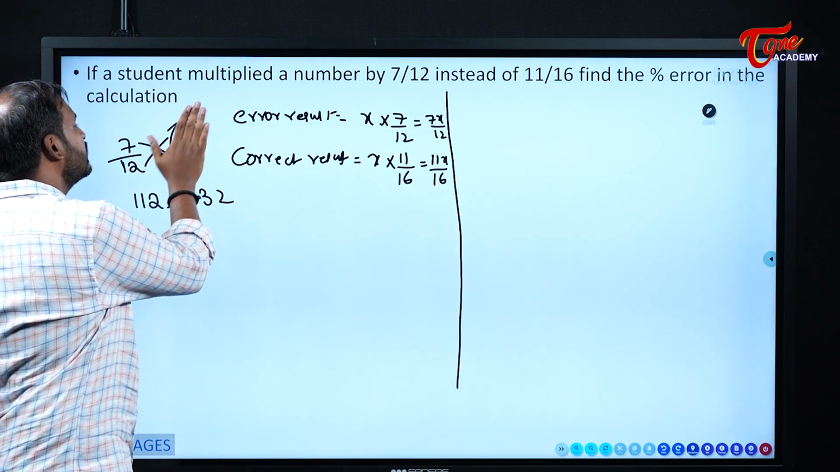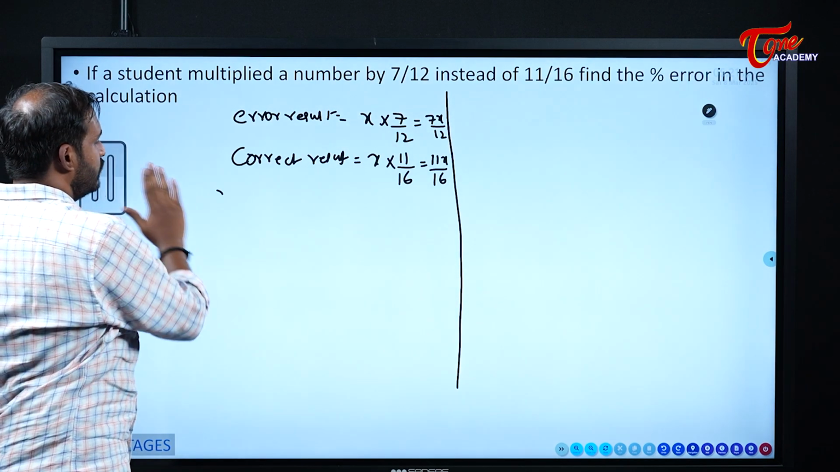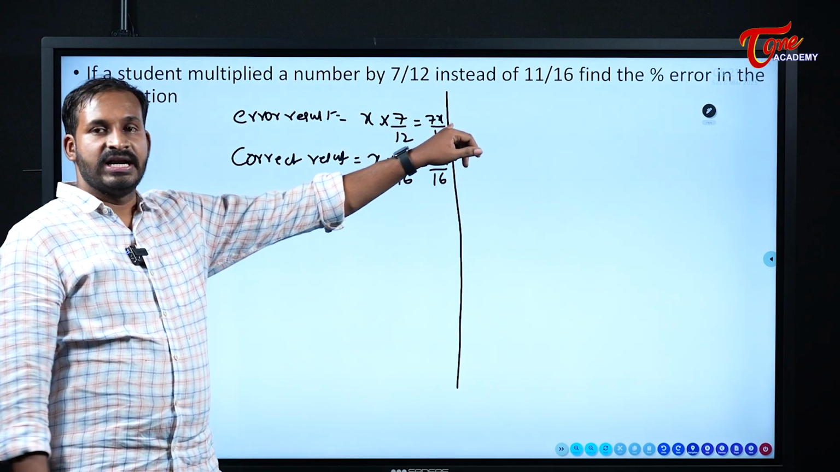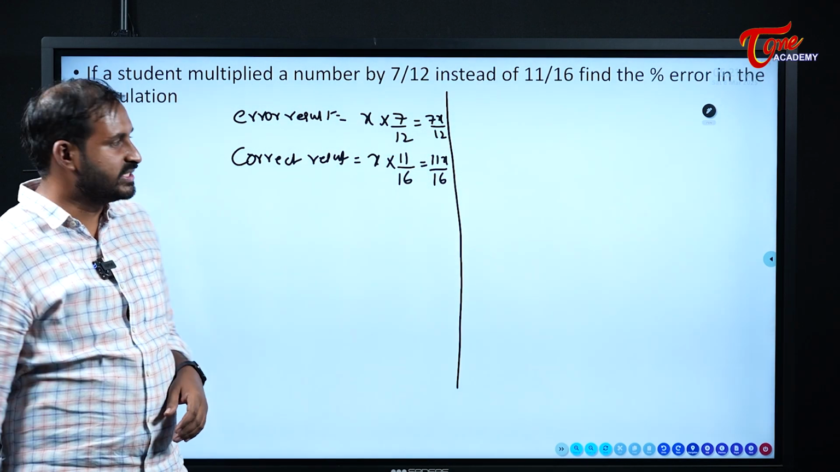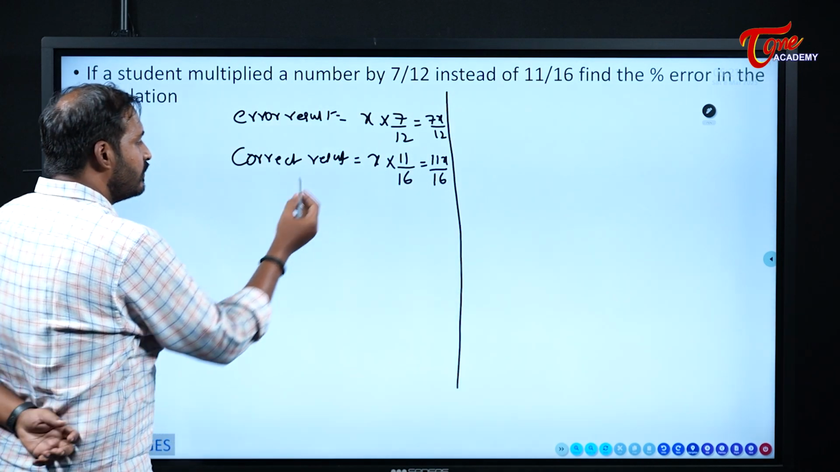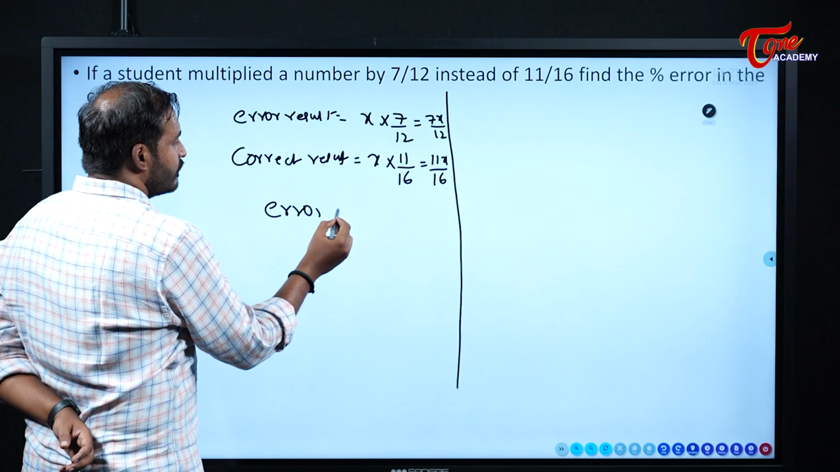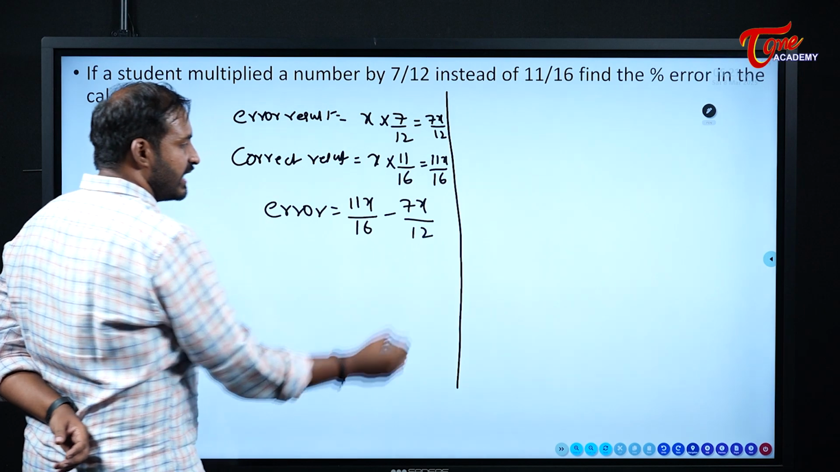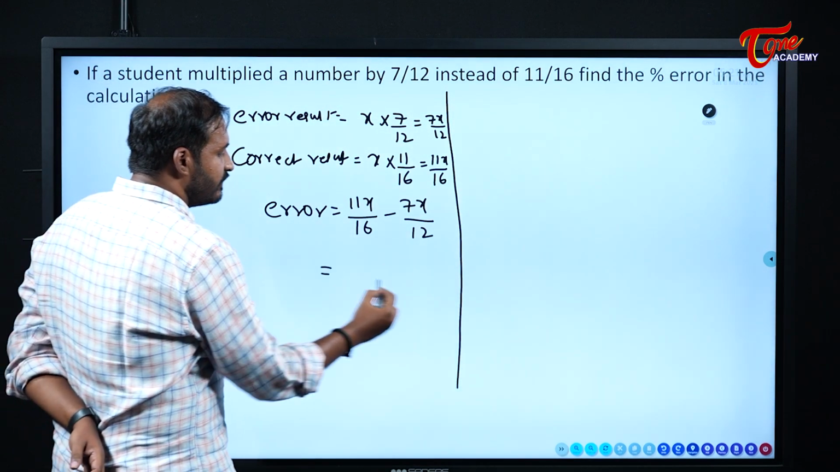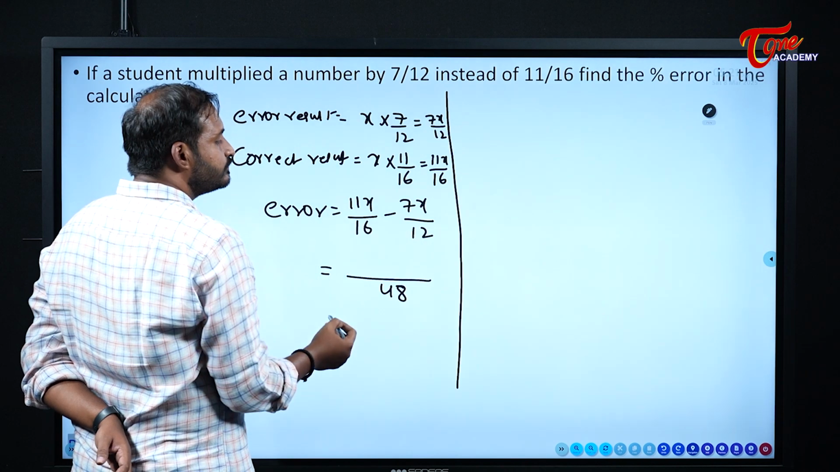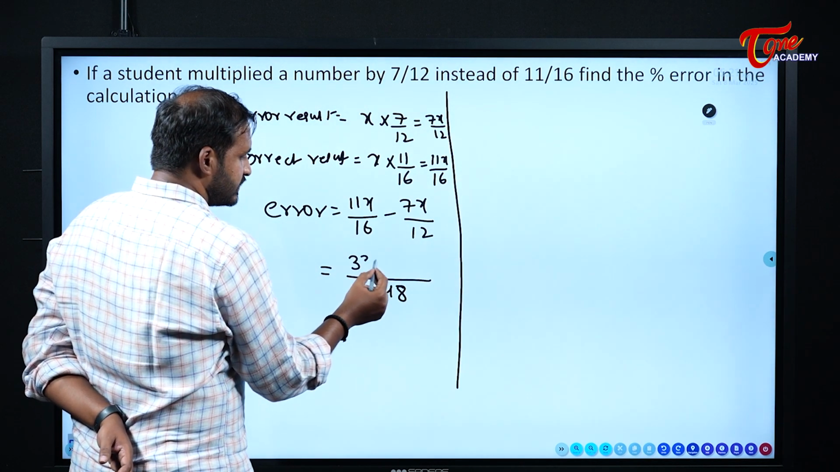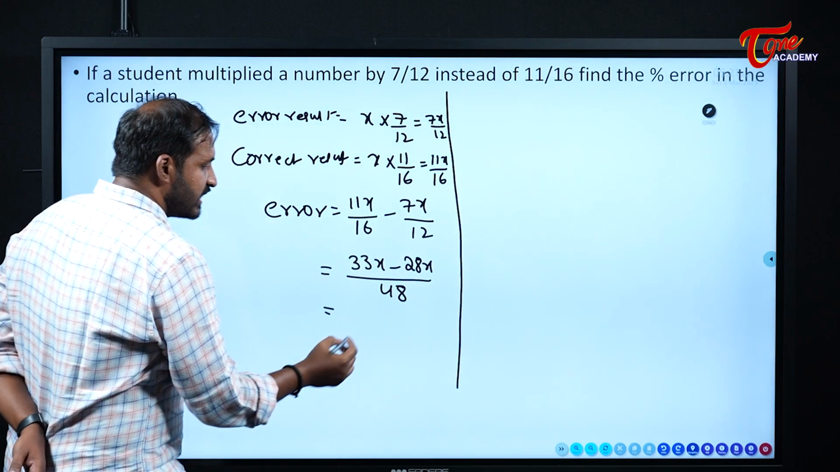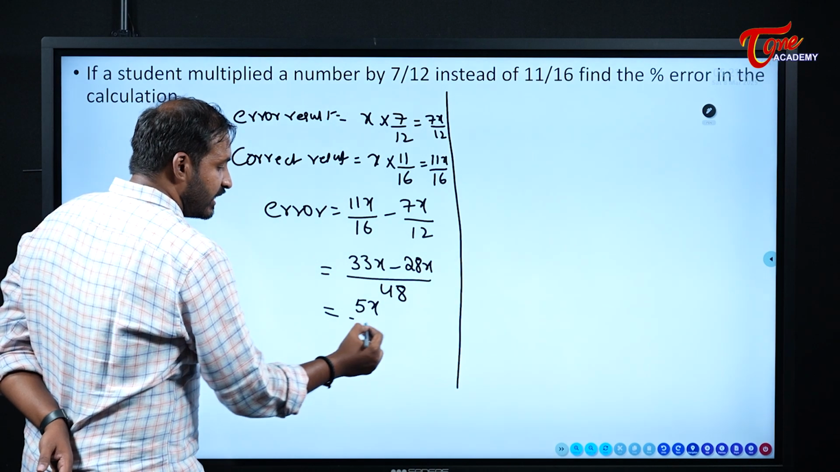In this manner you need to check which value is greater if it is required. So obviously here 11x by 16 is greater than 7x by 12. What is the error? 11x by 16 minus 7x by 12. This is the error. What LCM will we take here? 48. So you get 33x minus 28x, and the error is 5x by 48.